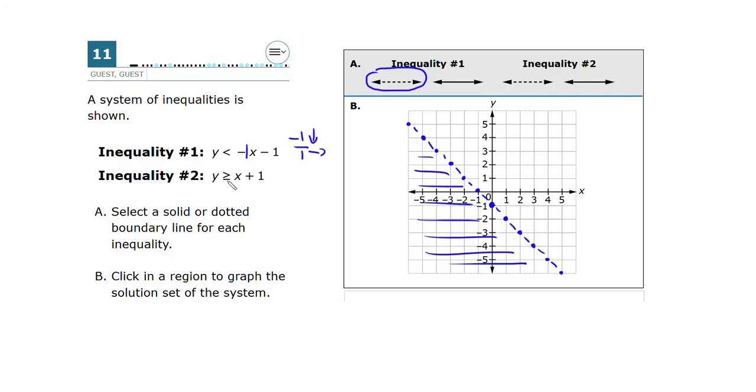So let's do this. Now let's do inequality number 2. Inequality number 2 is an or equal to, so that's going to be a solid line. So we would click here. Now our y-intercept is positive 1, and our slope is positive 1. So that means we're going to go up 1, right 1. So we can do that. And this line is solid. So we can just go ahead and draw it all the way through. And the shading is greater than on this line. Greater than is above it, which is to the left. So we're going to shade all of this.